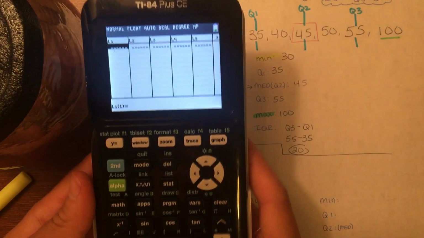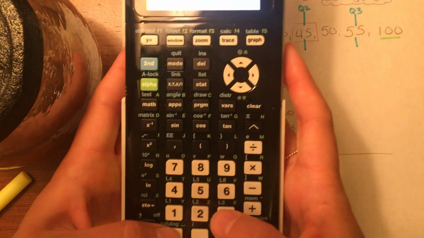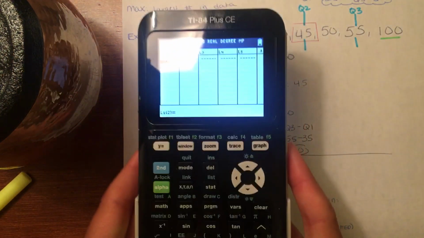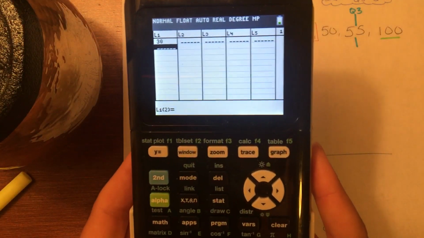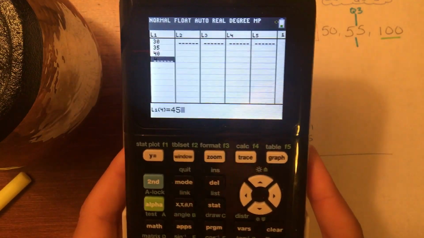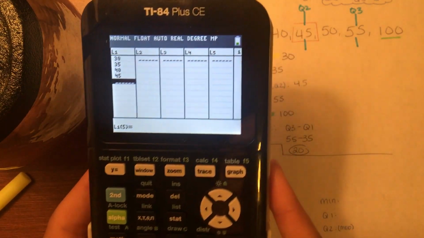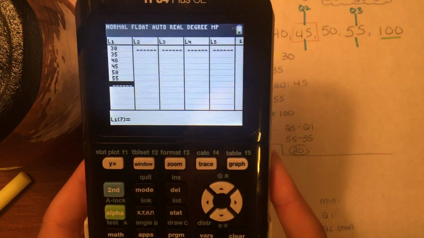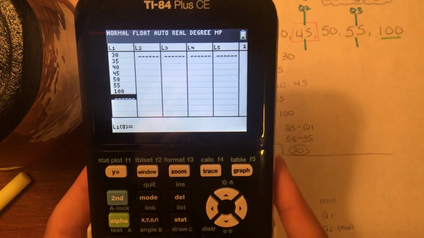Be careful when you do this. So I'm going to hit 30. You just type in 30, enter, and there it goes in there. 30, 35, 40. The biggest mistake is people enter it in wrong. 45, 50, 55, and 100.